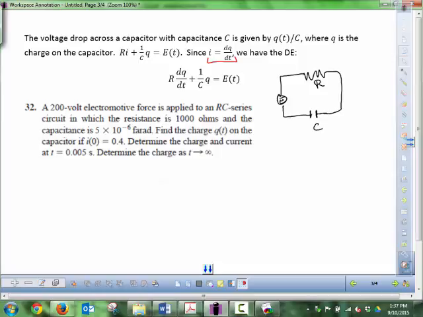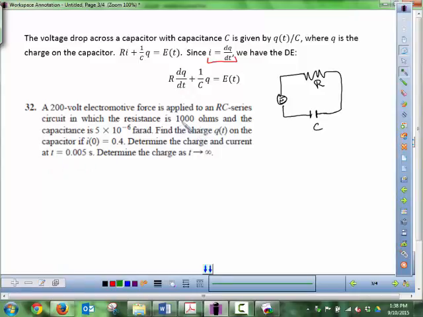Now they give us the current at 0, and they don't give us a charge, so we need to use this relationship between the current and the charge to help us find the charge. And then they want us to find the current and the charge at 0.005 seconds, and then see what happens as t approaches infinity. Okay. So we have the constants that we need, the R and the C, and then the voltage is given to us also. That's 200 volts.